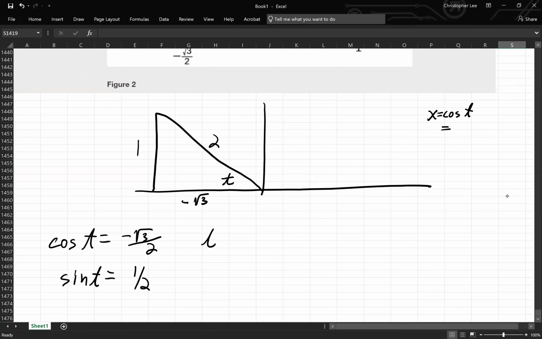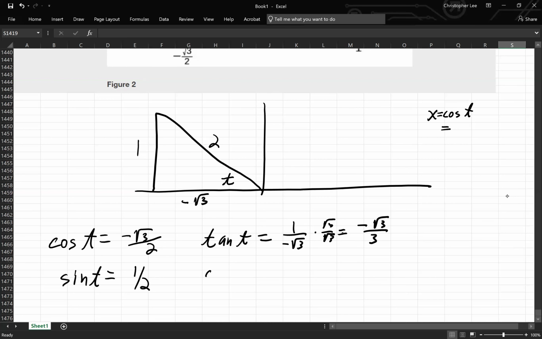You want to know tangent of t? Easy. Tan is opposite over adjacent, so that's just going to be 1 over negative square root 3. Y'all know I can't leave it like that with the radicals, so I have to fix it up. Multiply by radical 3 over radical 3. So this is negative radical 3 over 3.